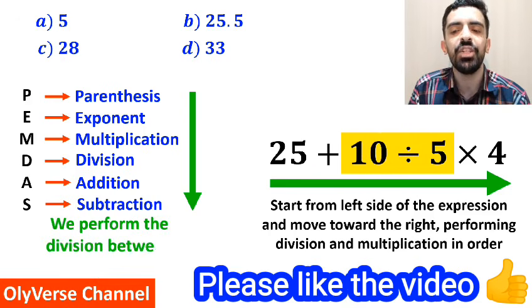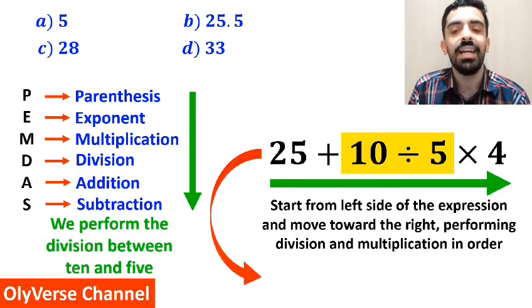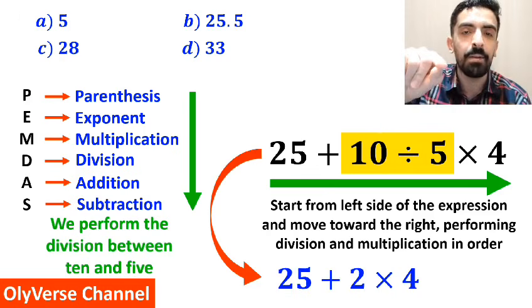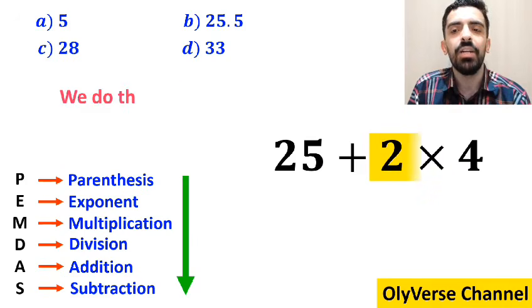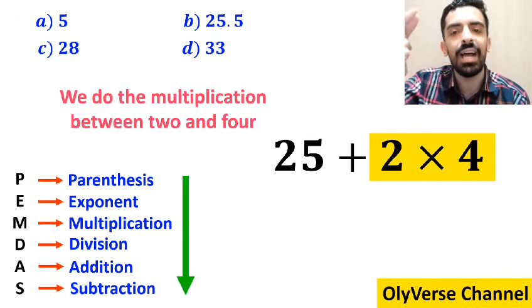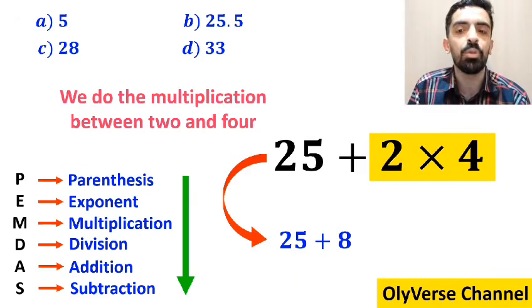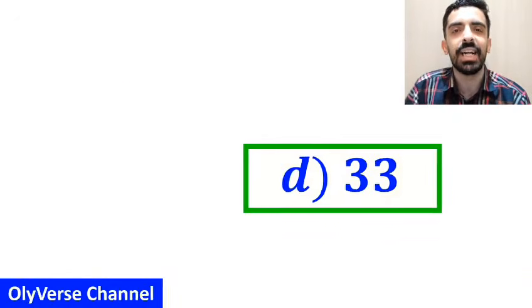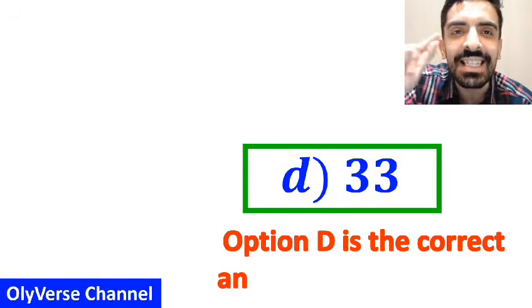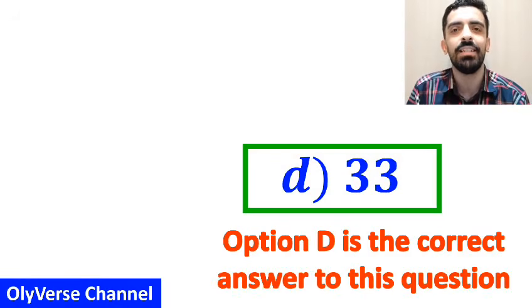So, first we perform the division between 10 and 5, and this expression simplified to 25 plus 2 multiplied by 4. And the final step, we do the multiplication between 2 and 4, which gives us 25 plus 8. And finally, the value of this expression is equal to 33. That's great. Option D is the correct answer to this question.